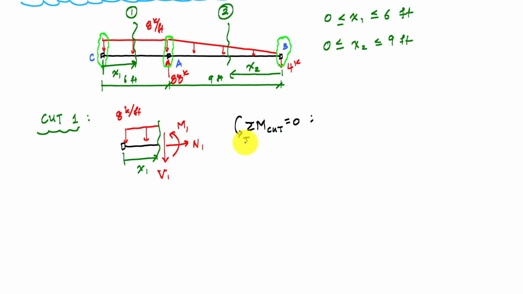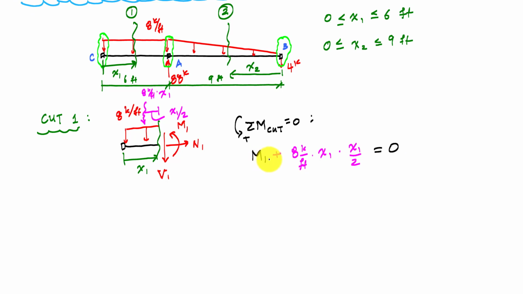Like this. And this would tell me that M1, the concentrated M1 here, and let's see, this distributed load here will have a resultant of 8 kip per foot times x1, and the arm, in this case, is x1 over 2. And so the moment contribution of this distributed load is also going to be positive, or it's going to be added. It's going to be the resultant, which is 8 kip per foot times x1, times the arm, which is x1 over 2, and all of this equals 0.